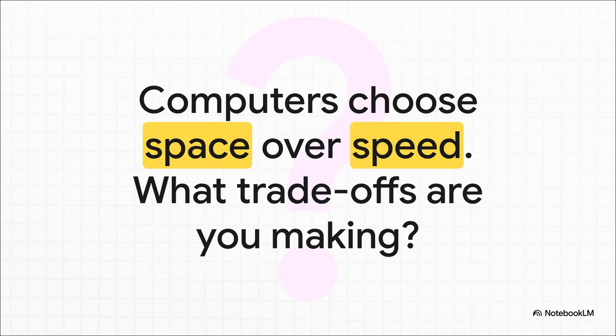So when you boil it all down, the most crucial point is this. Virtual memory is really all about a fundamental trade-off. Every single day, our computers are making a choice. They're choosing to give us more space over pure speed. It's a deliberate design decision, and honestly, it's what makes modern computing even possible. And that kind of leaves me with a final thought for you to chew on. What trade-offs, big or small, are you making in your own life every day just to get things done?